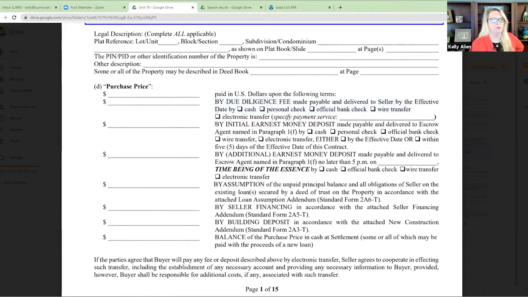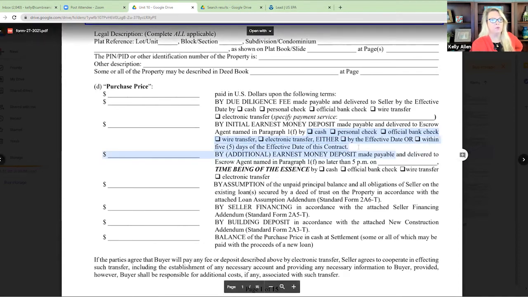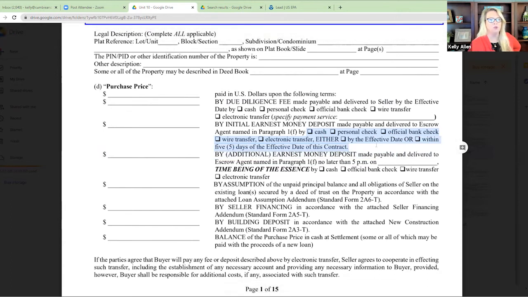This area is where the buyer, with the help of the real estate agent, writes down information about the earnest money deposit. How much is it going to be? And is it going to be in cash, personal check, bank check, electronic transfer? Is it going to be delivered by the effective date of contract, or will it be delivered a little bit later? And a little bit later means within 5 days of the effective date of the contract. That's 5 calendar days. So if a provision is referencing a deadline, like 5 days right there, if it doesn't say banking days or business days, the default would be calendar days, just FYI.